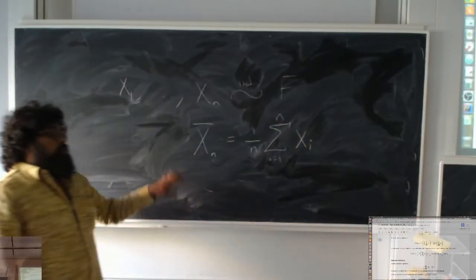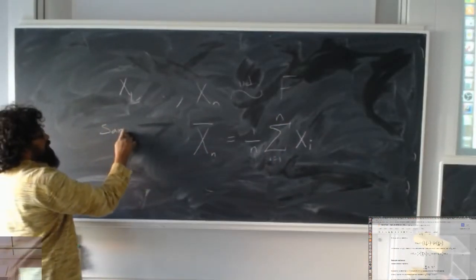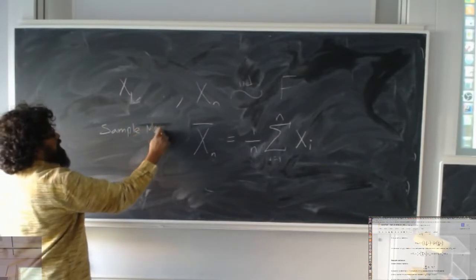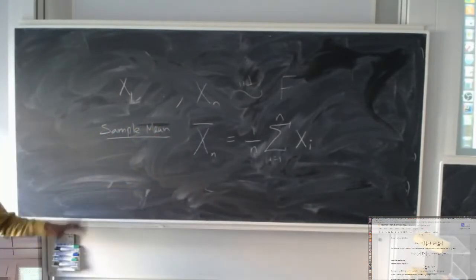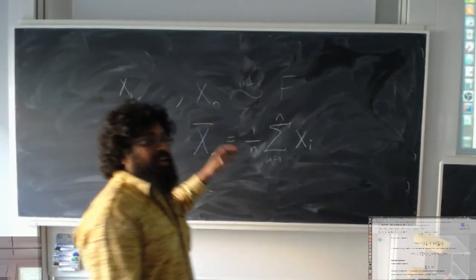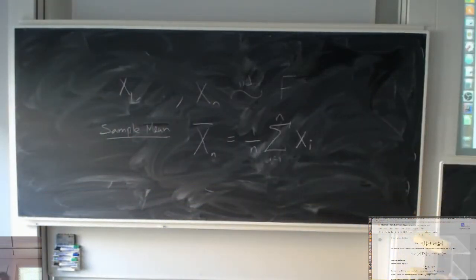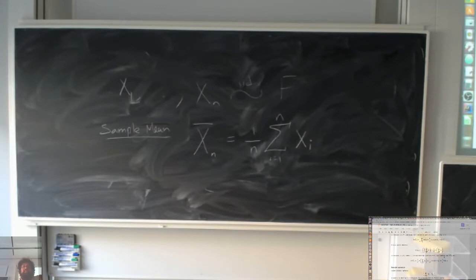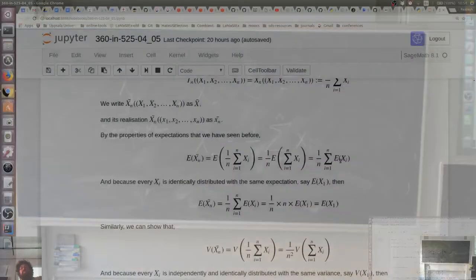So the sample mean is random. It's a random variable. It's a statistic. That means every time you repeat this experiment, you get another n-tuple, you get a different value of the sample mean. And then we can ask, what is the variance and the expectation of the sample mean itself? So that's what this is trying to do. The expectation of X bar n, you just carry the expectation inside, so it's 1 over n.